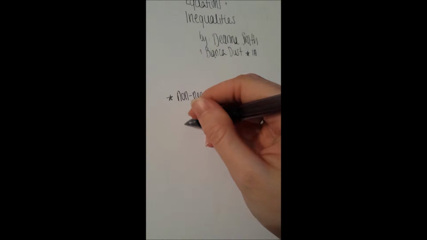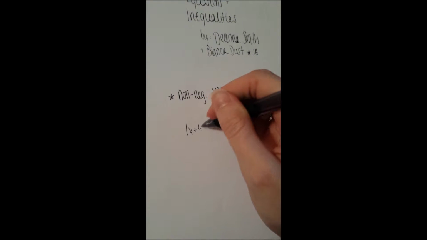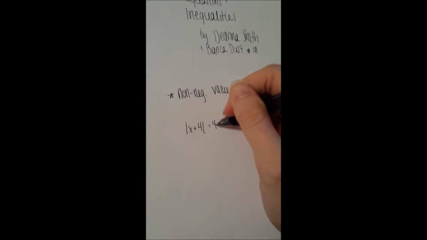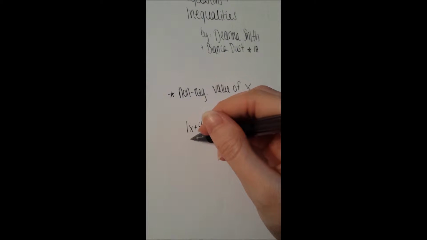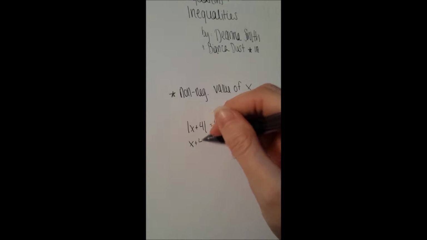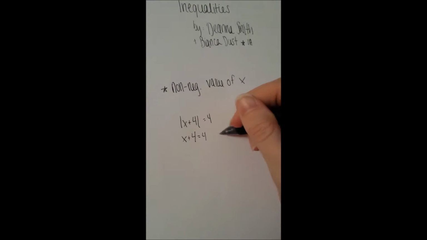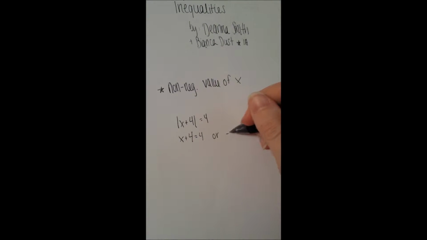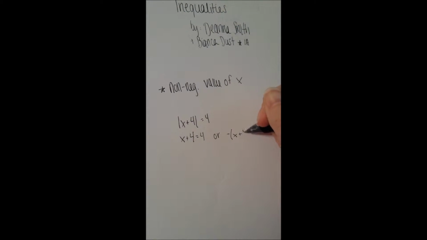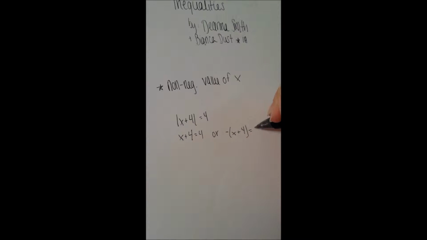Let's look at the first problem. Here we have the absolute value of x plus 4 equals 4. To solve this problem, we're going to split it up into two separate equations, which we will solve independently of each other. This will give us both of our answers for the equation.